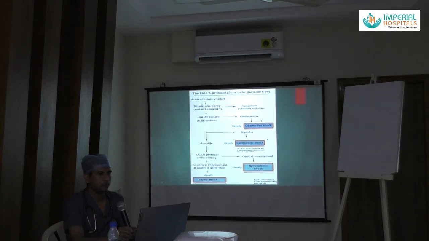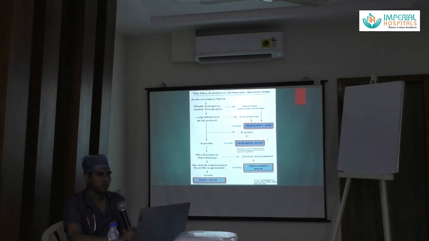Focused assessment of lung sonography limited. So when a patient presents to the casualty with acute circulatory failure, emergency cardiac sonography is done to rule out tamponade and pulmonary embolism. Then lung ultrasound according to the BLUE protocol, pneumothorax should be ruled out.